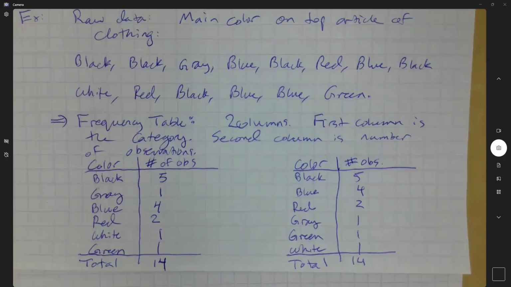Anybody have questions about frequency table? Okay.